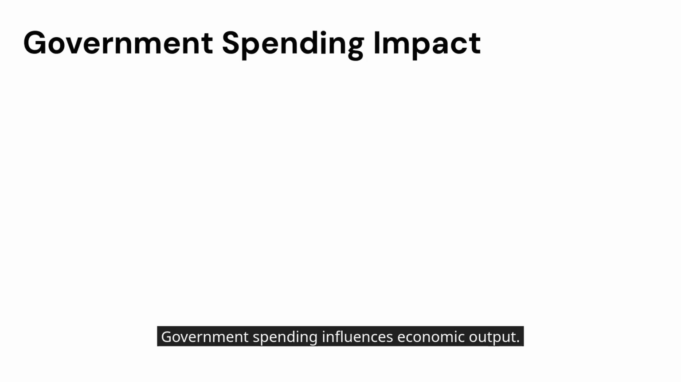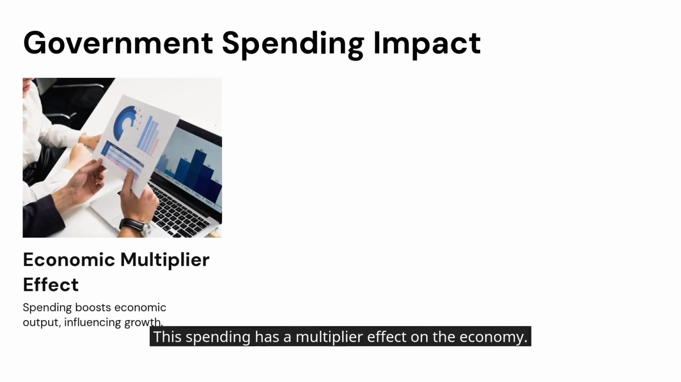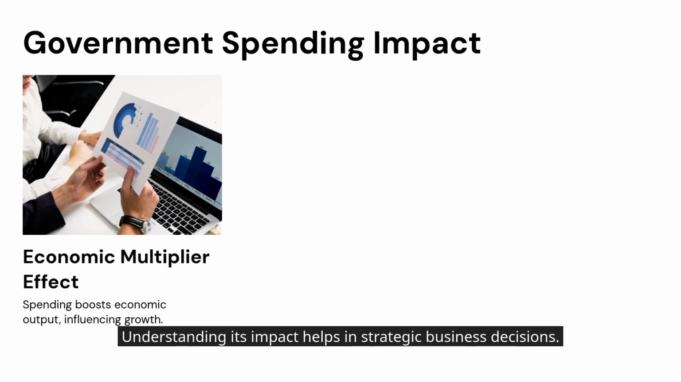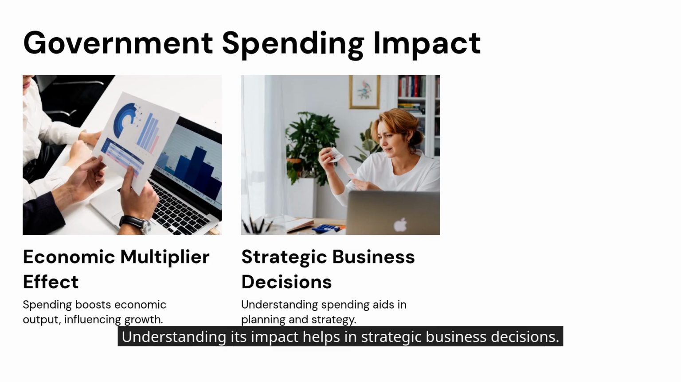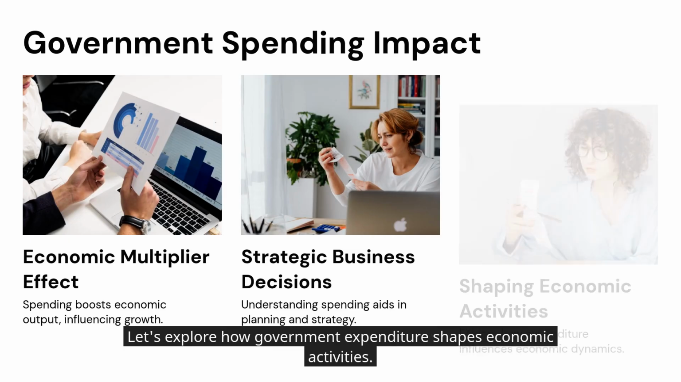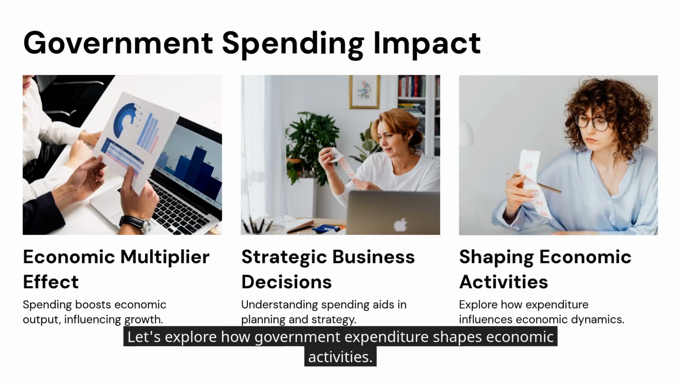Government spending influences economic output. It involves purchasing goods and services for public use. This spending has a multiplier effect on the economy. Understanding its impact helps in strategic business decisions. Let's explore how government expenditure shapes economic activities.